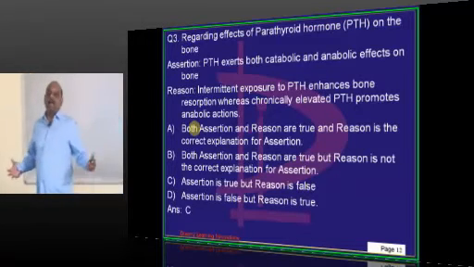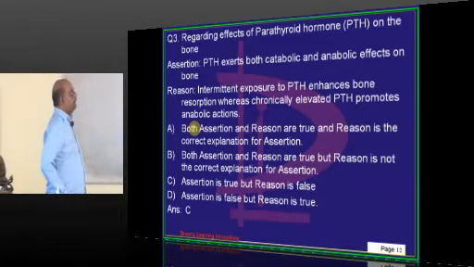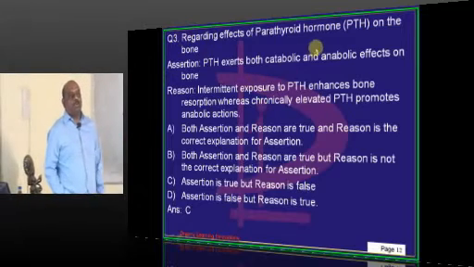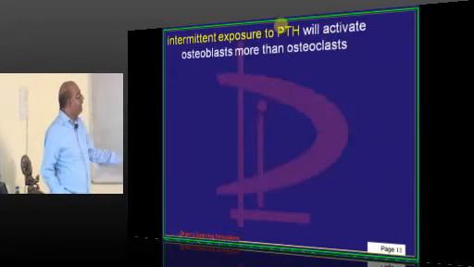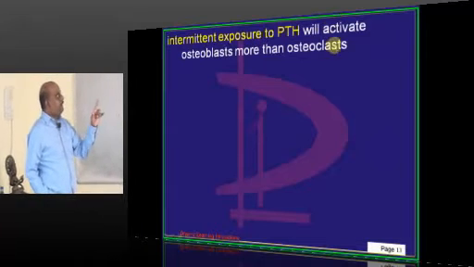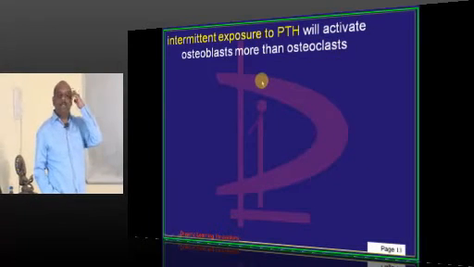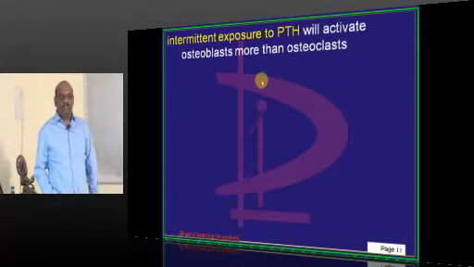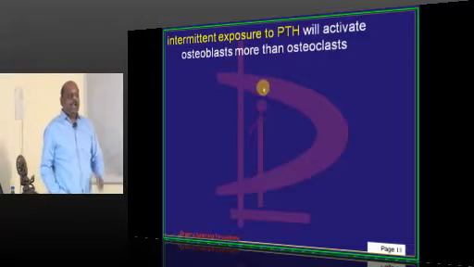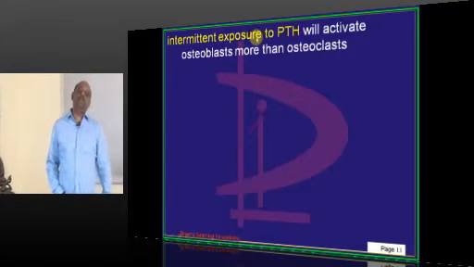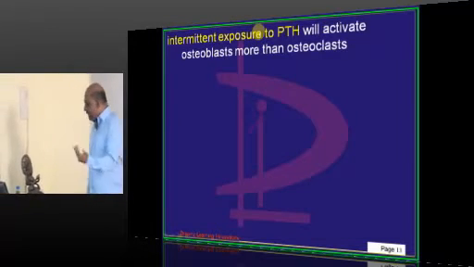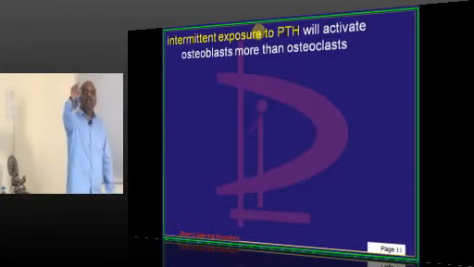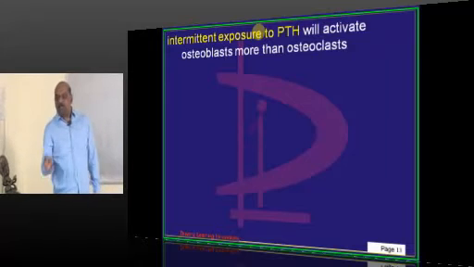So what is the action of parathormone? Parathormone has both catabolic and anabolic effects on the bone. But intermittent exposure will activate osteoblasts and lead to its anabolic effects. Continuous parathormone exposure will lead to catabolic effect. Give me a classical example of the catabolic effect of the parathormone.